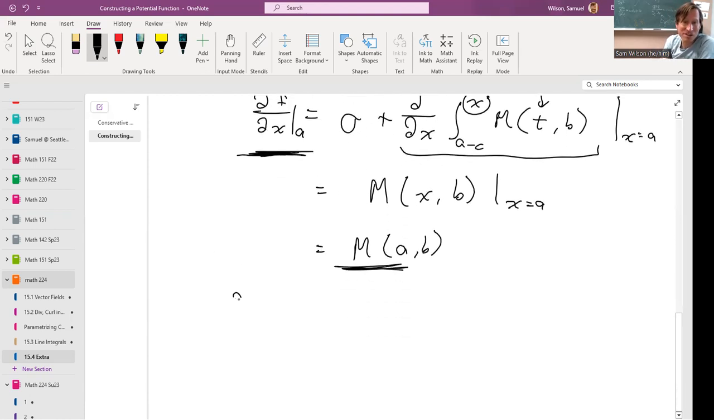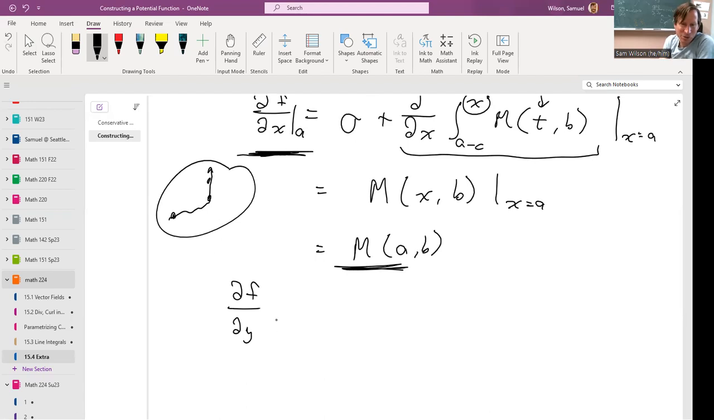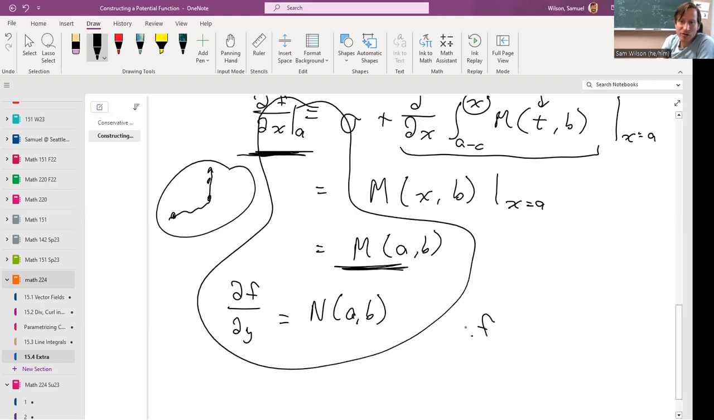So now if we reproduce this whole big calculation for the other partial derivative, we have to go through this whole rigmarole of carefully defining a path that goes over here and then straight up. But if we do that, we get the corresponding thing, that partial f partial y is N of (a, b). So this shows us that the gradient of f really is our vector field capital F. And so we've successfully constructed a potential function for capital F. So that means that F is conservative.